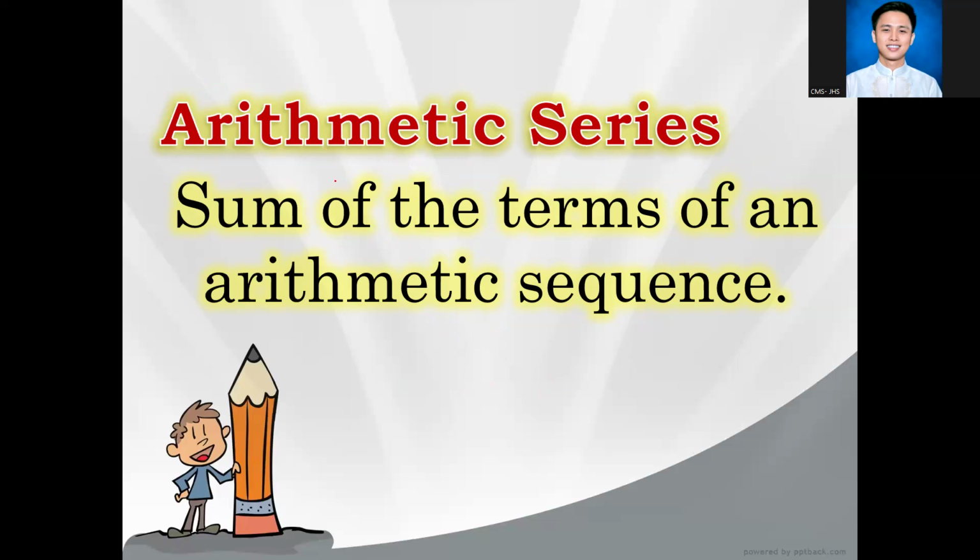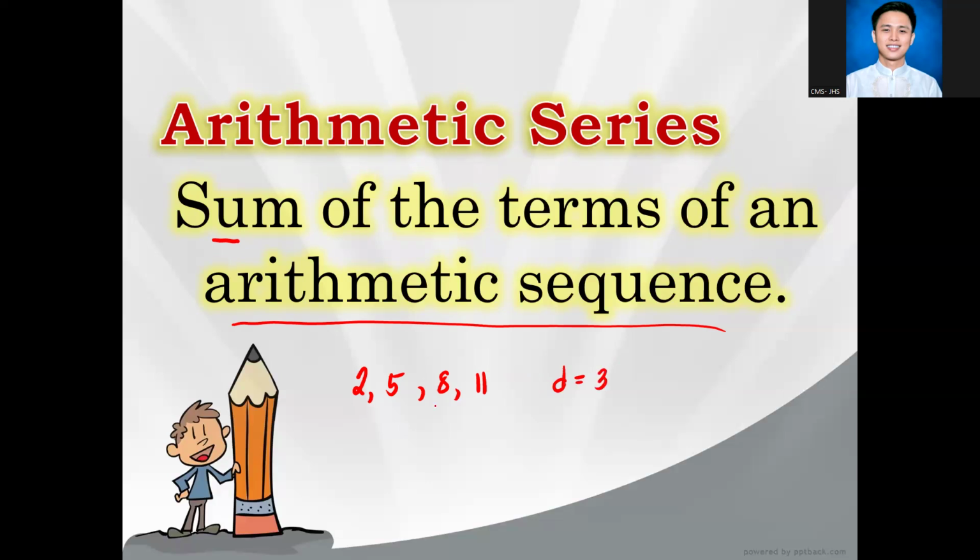Next. Now, what do we mean by arithmetic series? When we say arithmetic series, it is the sum of the terms of an arithmetic sequence. I do hope you can still remember arithmetic sequence. It is a sequence where a common difference exists between two consecutive terms, right? Example, 2, 5, 8, 11. So this is an example of arithmetic sequence. Why? There is a common difference. The common difference is 3.